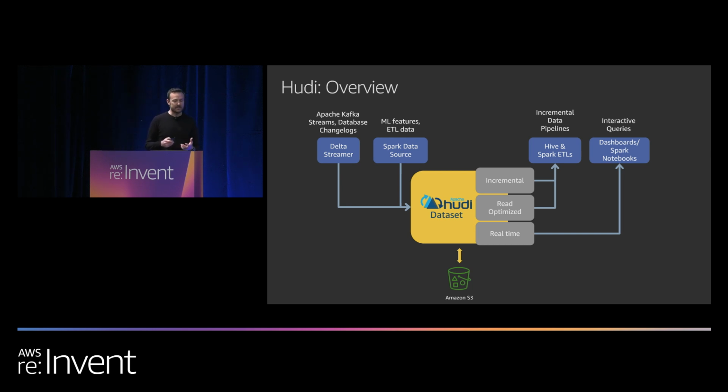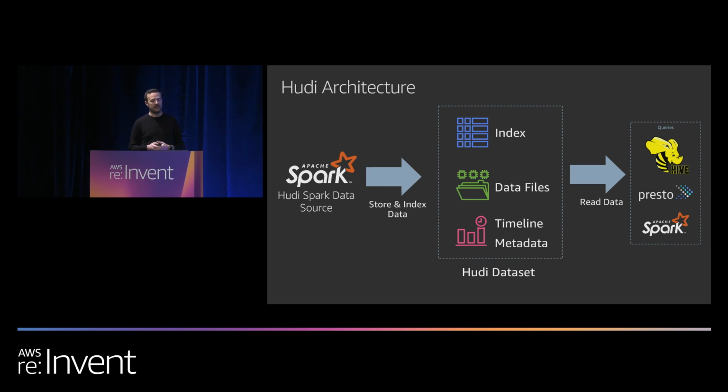Now we'll take a closer look at some of the moving pieces within the data set itself. As I mentioned, you can use Spark to write to your Hudi data set, and there are really three big moving pieces within the data set itself. There's the index that allows you to map individual records to the specific data files that those records are contained in, as well as the timeline metadata that shows you all the different actions that have been performed on that specific Hudi data set. There are no persistent daemons that are part of Hudi. All this information is stored with the data on S3. When it comes to the specific applications you can use to query those data sets, we support Hive, Presto, as well as Spark SQL.